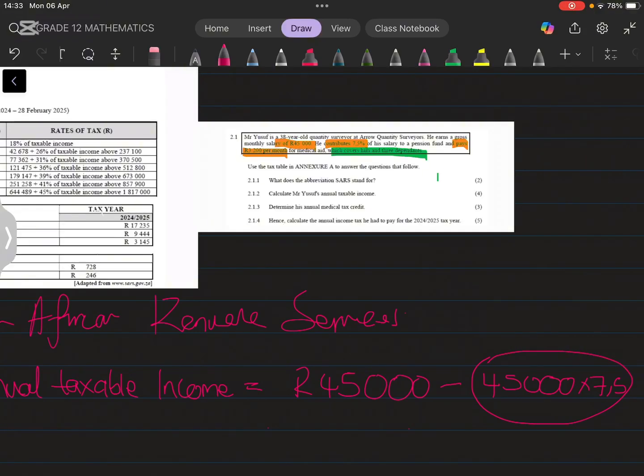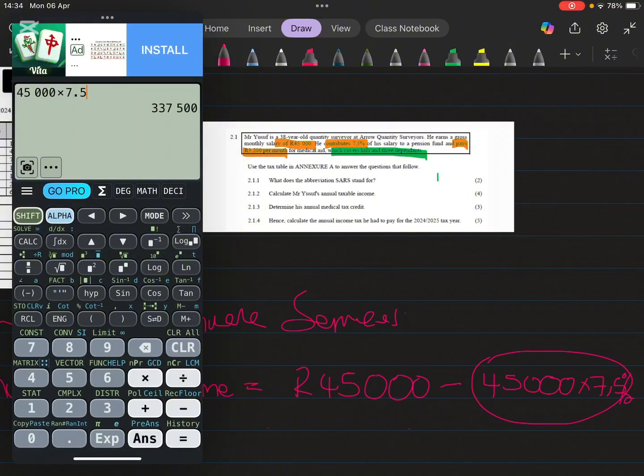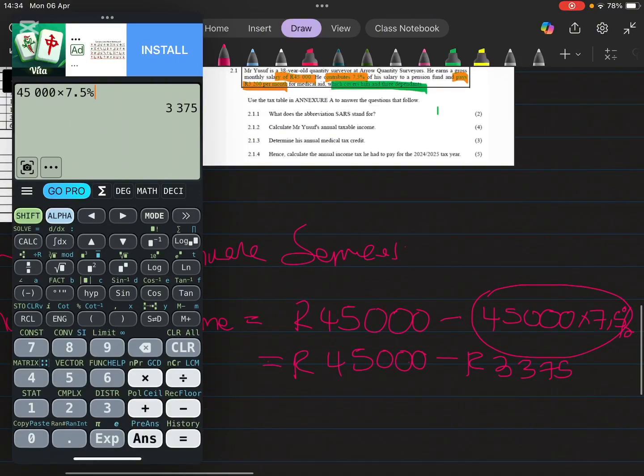We didn't change anything, because in this case we are looking for 7.5% of 45,000. Okay, let's take a look. We have 45,000 multiplied by 7.5%. That will give us an amount of 3,375, which is what he contributes to his pension fund.